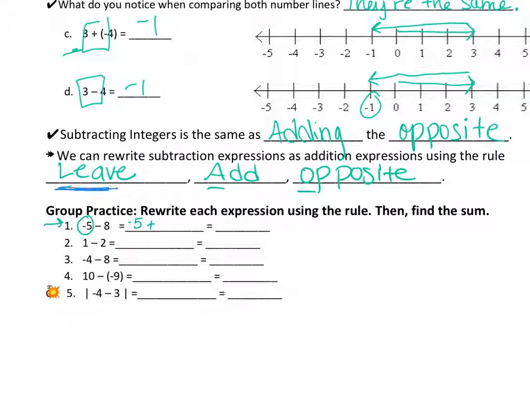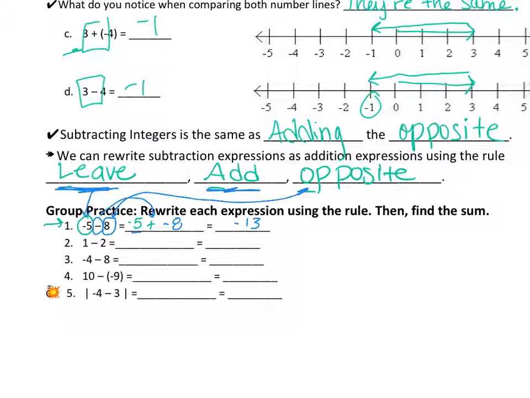So leave, we left -5 alone, I rewrote it over here. Add, subtraction became addition, and then opposite, we take the opposite of +8, which is -8. So -5 plus -8 is your rewritten expression. And the answer to that would be -13.